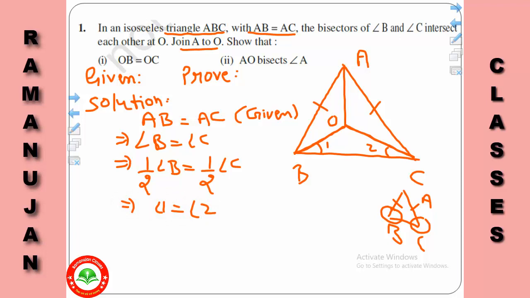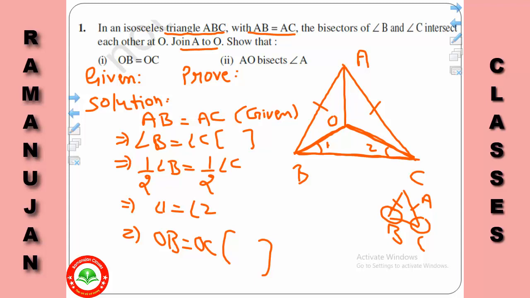And we had a theorem, if angles are equal, then their opposite sides are always equal. So in triangle OBC, angle 1 and angle 2 are equal, so OB is equal to OC. Okay, so here we have to write the reason also, that if angles are equal, then sides are equal. If sides are equal, their opposite angles are equal. So this is first part.